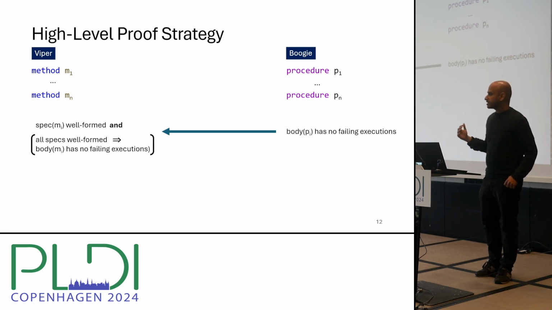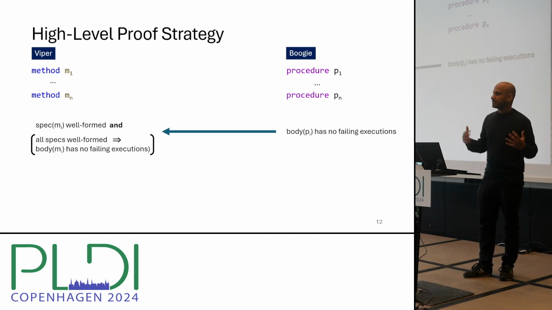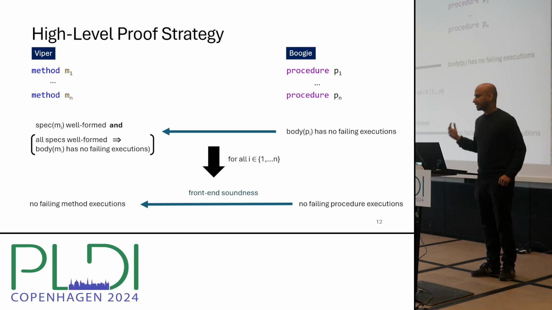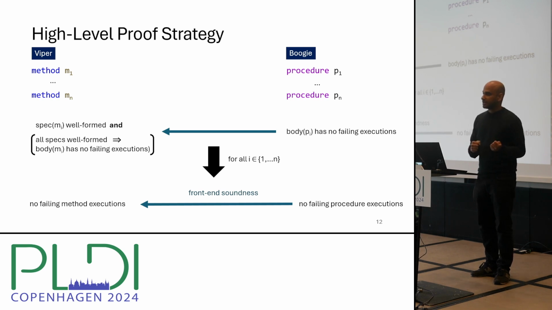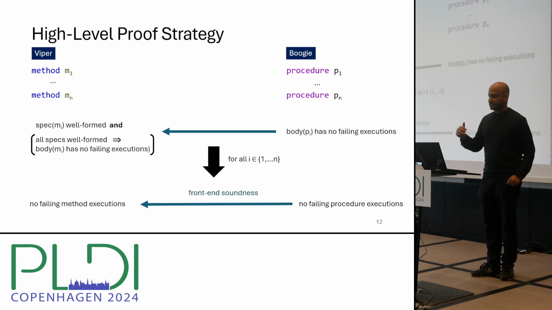And if all specifications are well formed, this implies that the corresponding Viper method body has no failing executions. So if you can show this for every method procedure pair, then you actually directly get front-end soundness, which in our case is: if there are no failing Boogie procedure executions, which is the same as the Boogie program being correct, this implies that there are no failing Viper method executions, which is the same as the Viper program being correct. But the challenge is really this first part, so relating a Viper method with the corresponding Boogie procedure.